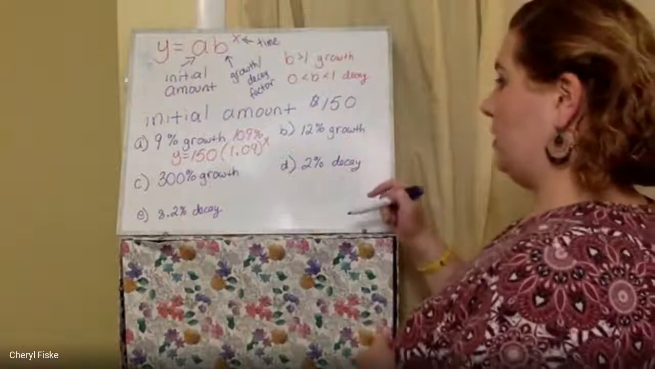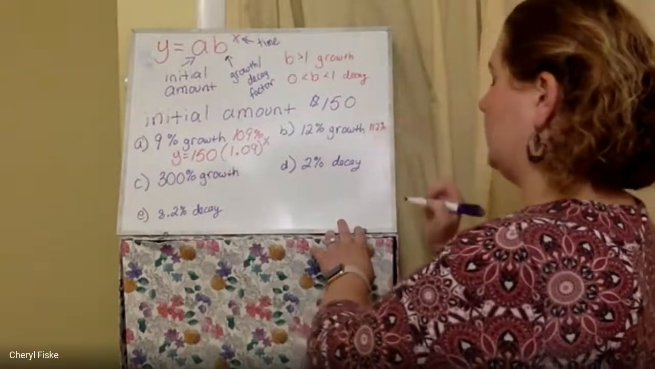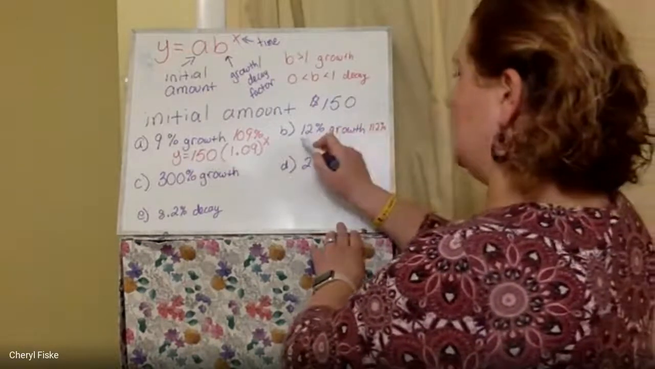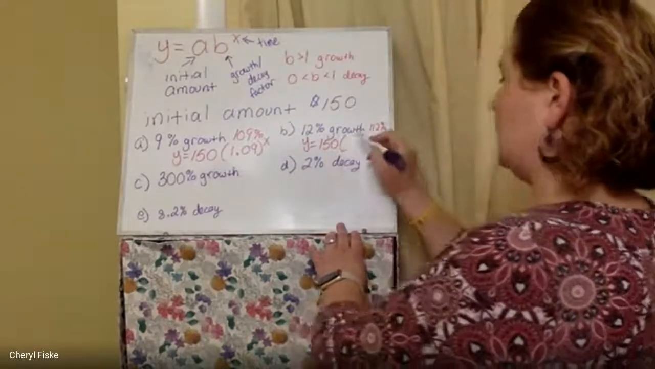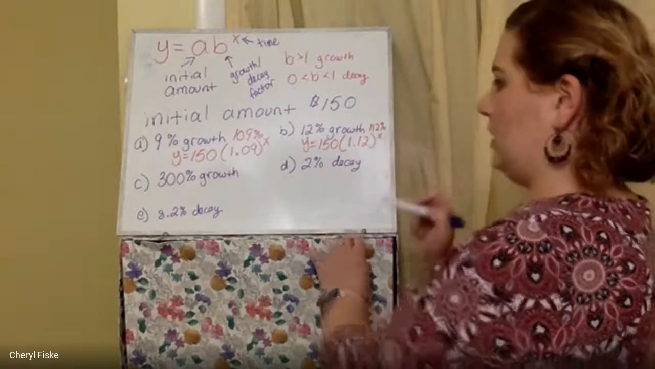12% growth is 112%. What is that as a decimal? 1.12. So Y equals 150 times 1.12 to the X.